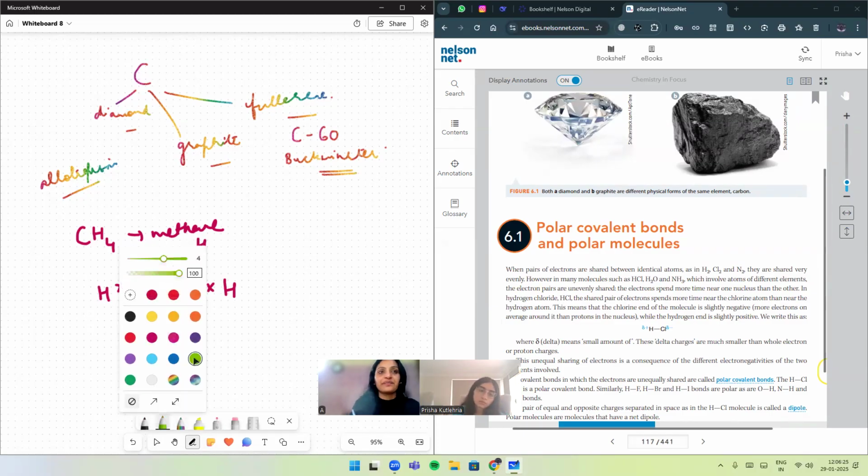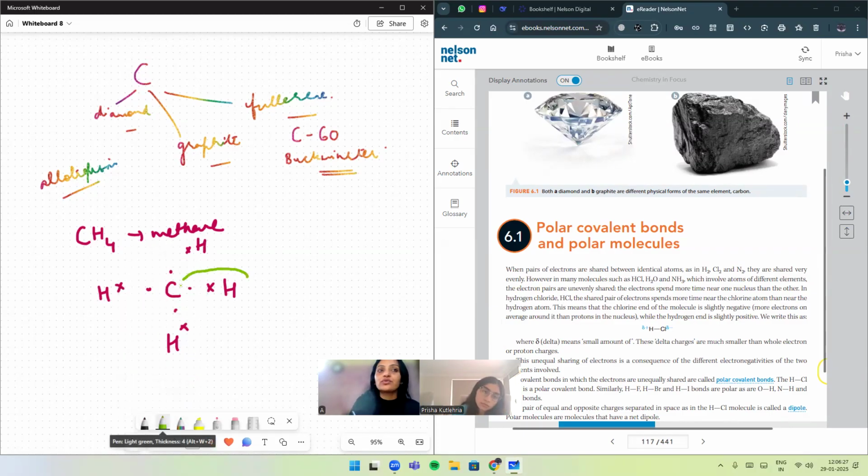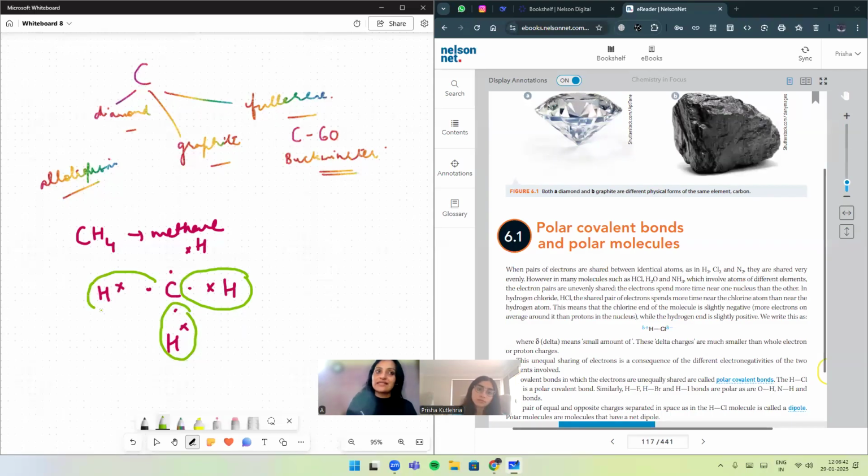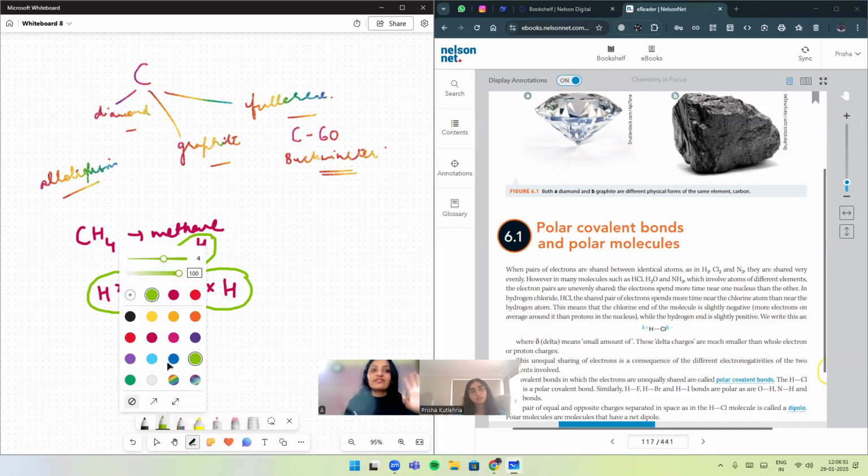Now see what happens. This hydrogen is going to take help from carbon and will share its own electron and also take one electron from the carbon. Similarly, this hydrogen is also going to do the same. The same procedure will be followed by this and this one. So now all the hydrogens have completed their valence shell, right? They have got two electrons in their valence shell.